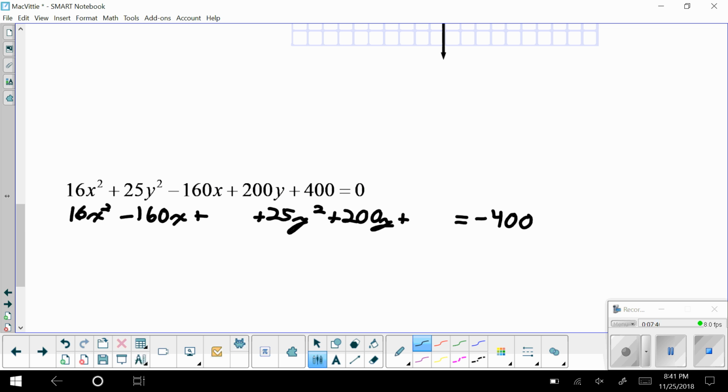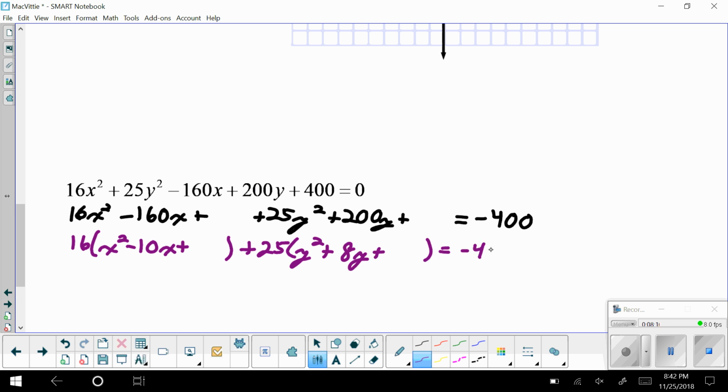Now, the drawback of the completing the square technique is if I have a coefficient in front of the square term, I can't actually complete the square that way. So I'm going to factor out the 16 from the x's. I'm going to factor the 25 out from the y's. Now I can work on completing the square. So negative 10 divided by 2 is negative 5, squared is 25. And 8 divided by 2 is 4, squared is 16.